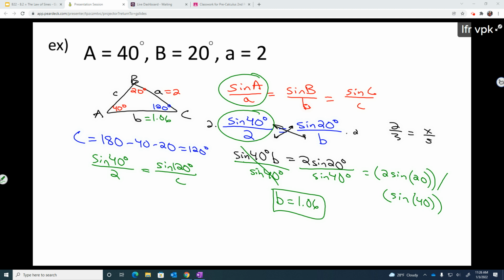So the same ratio we used before is that same fraction, this time with something over there. And then we're going to solve it the same way. We're going to cross multiply and divide. So these get multiplied. Sine of 40 times c equals 2 sine of 120. And then just divide by sine of 40 on both sides.